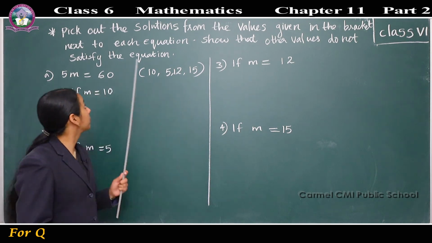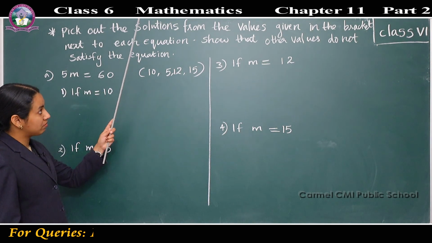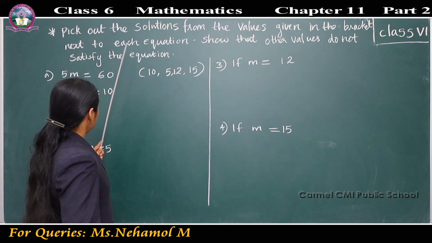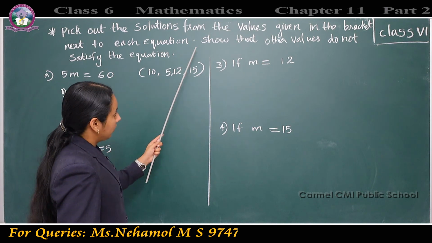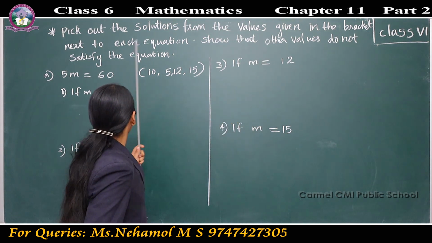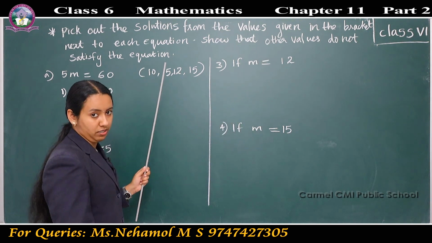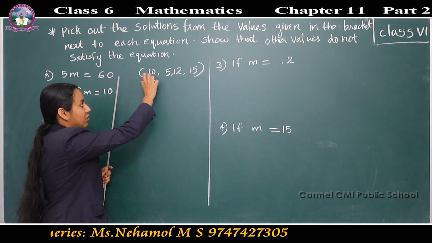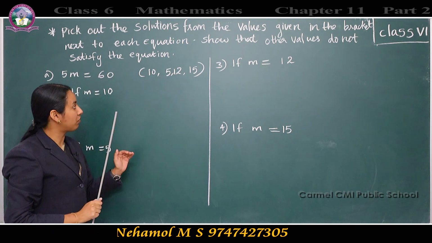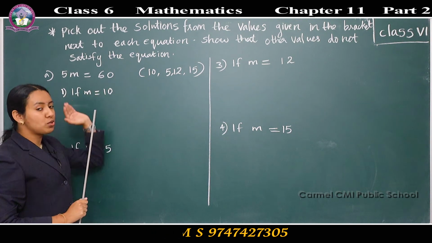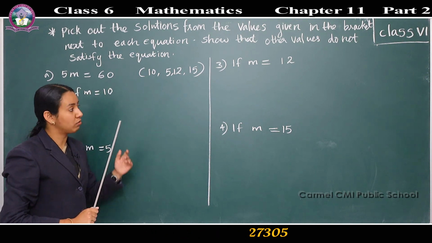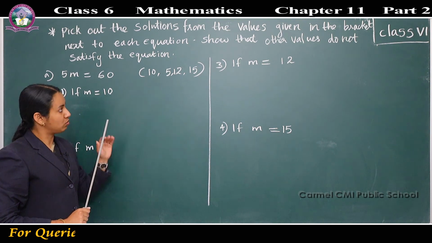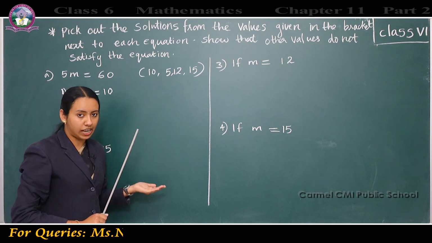Next question. Pick out the solutions from the values given in the brackets next to each equation. Show that other values do not satisfy the equation. What is the question? One equation is given, and some values are also given. We have to find the correct solution to the equation, or which value satisfies the equation. That is the question. Actually, this method is known as the trial and error method.